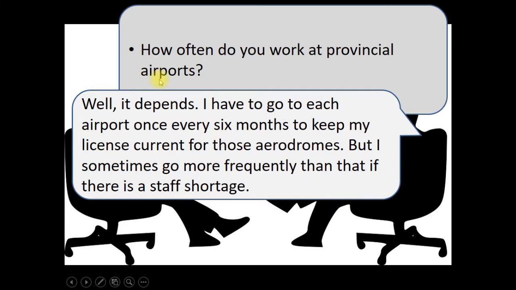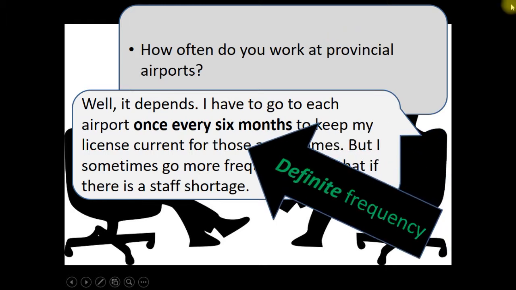Well, it depends. I have to go to each airport once every 6 months to keep my license current for those aerodromes. But I sometimes go more frequently than that if there's a staff shortage. Here we see this phrase, once every 6 months. This is a definite frequency, and it's much more informative and much more appropriate for this situation. So now let's look at some definite frequency expressions.